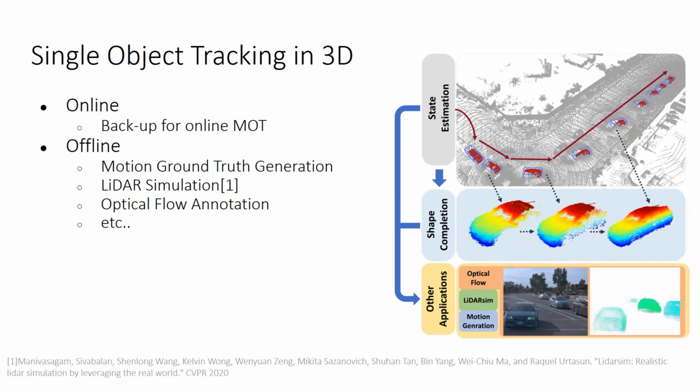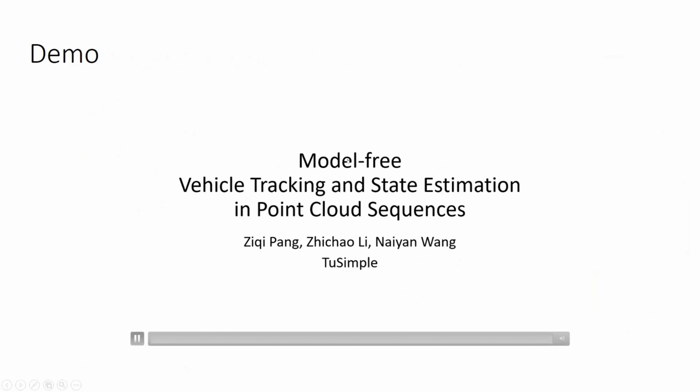And for the offline part, there are also many applications. For example, for motion ground truth generation, we could use the SOT algorithm to generate the ground truth velocity and location of the object of interest. We can also use the aggregated shape for LiDAR simulation, and for optical flow annotation on the KITTI dataset. Here is a demonstration video for the use of SOT.